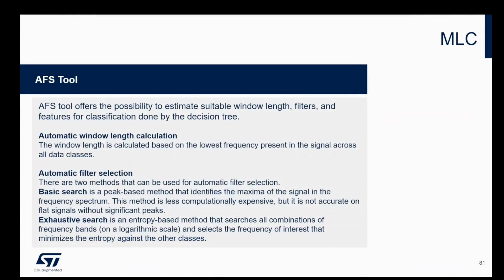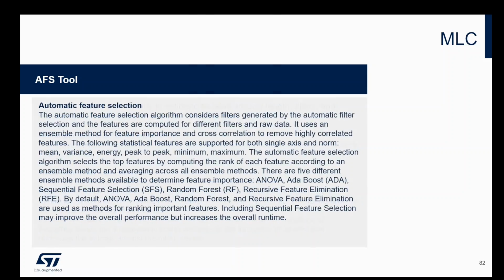So the AFS tool, the automatic filter and feature selection tool, will automatically determine the window length. Remember, we were looking at that earlier with the human activity recognition example. The window length was picked to be 2 seconds. So for the given data, this tool will automatically compute the window length for you. It will automatically compute the filters. You will choose basic or exhaustive search for filter, and it will automatically do the features.